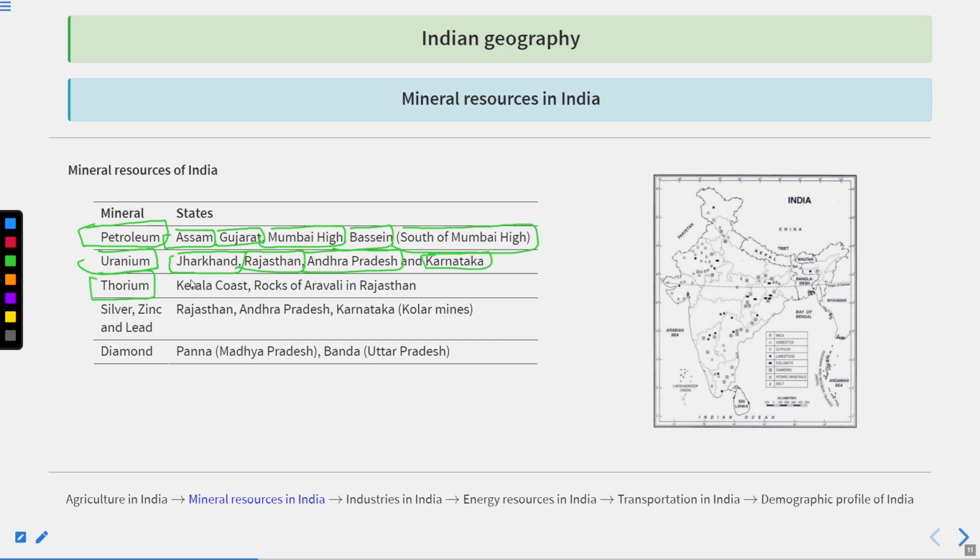Thorium, Kerala coast, rocks of Aravalli in Rajasthan. Silver, zinc and lead, Rajasthan, Andhra Pradesh, Karnataka and Kolar mine. Diamond, Panna, Madhya Pradesh, Banda, Uttar Pradesh. Okay.